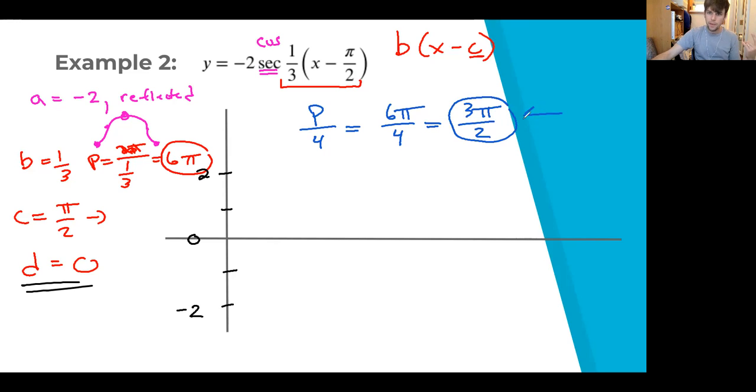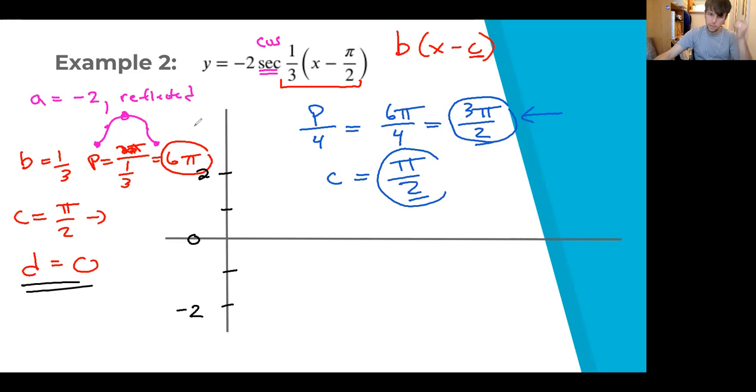So this is what this tells me to do. I have to compare that to my C value, which is pi over 2. I want to make sure that I use the smaller of these two increments. And if I can't make them have a common denominator, I would want to make sure that I do. But in this case, they both have a denominator of 2. And my smaller increment here is pi over 2. So this is telling me to count by pi over 2 on my x-axis.